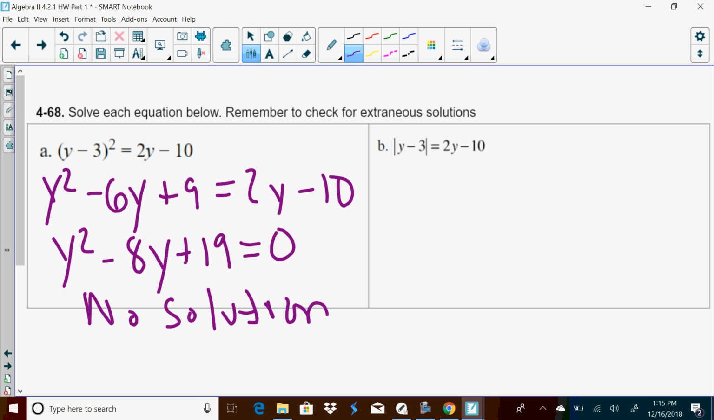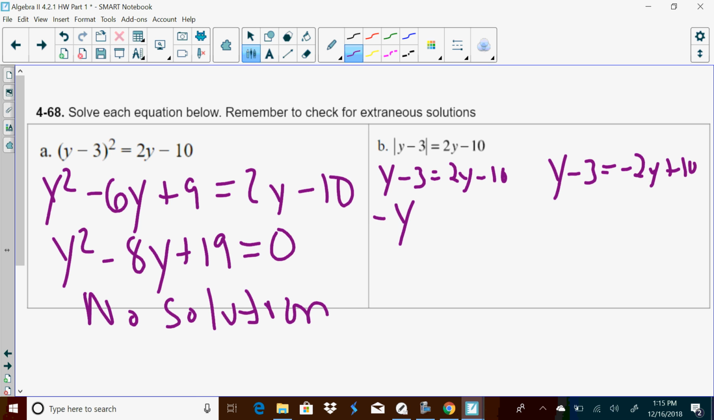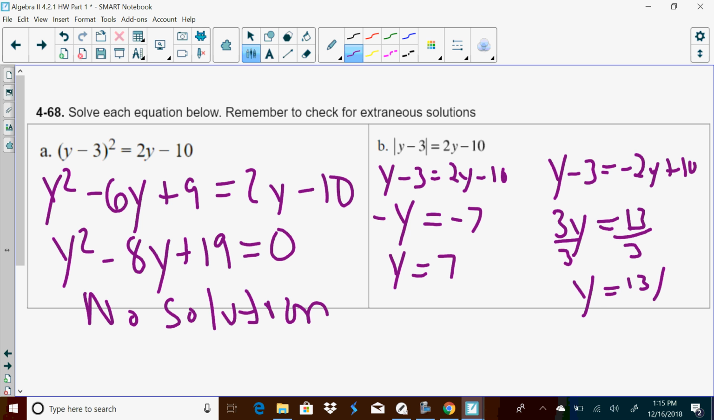So B, I do y minus 3 equals 2y minus 10, or y minus 3 equals negative 2y plus 10, because I do the opposite. So subtract 2y, and I get negative y equals negative 7, so y equals 7. And then I could get 3y equals 13, so 13 over 3. When I plug them back in, this one actually doesn't work. So the only solution is y equals 7.